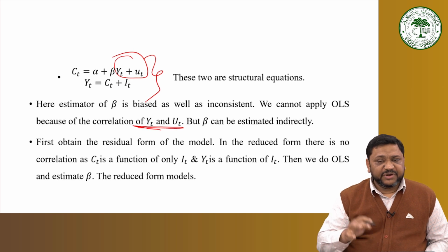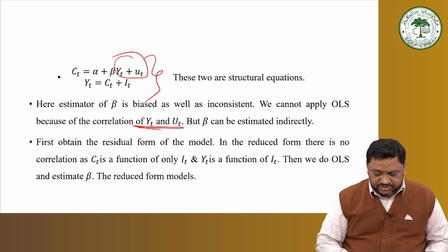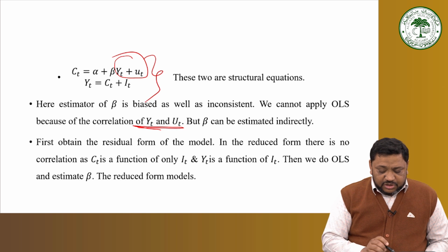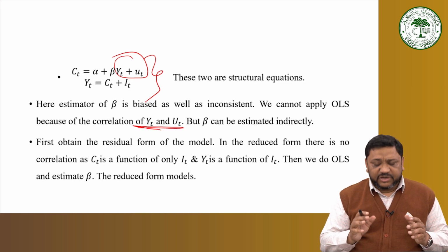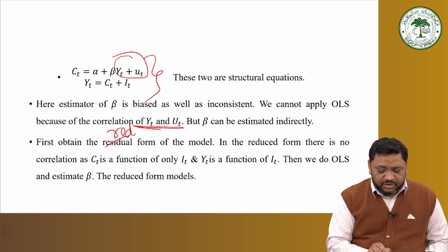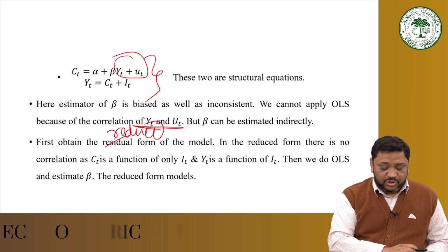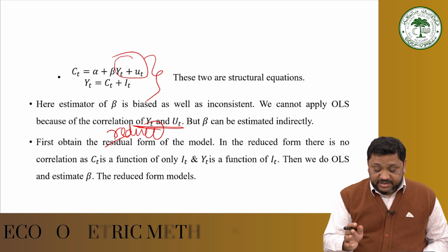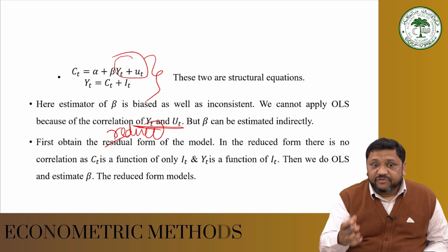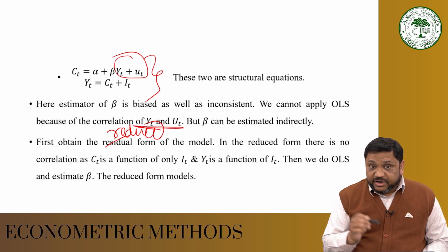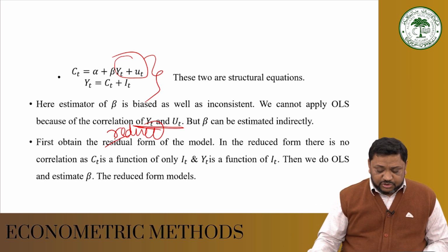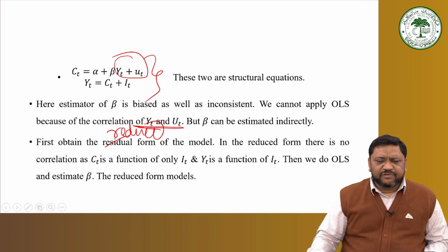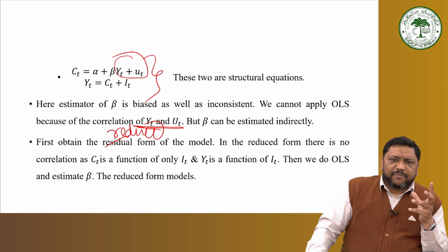But beta can be estimated directly. There are many methods, we will see that also. Now, what we do is first obtain the reduced form of the model. In the reduced form, there is no correlation between Ct and it, and yt is a function of it only. If there is no problem in the reduced form, then we can do OLS and estimate.